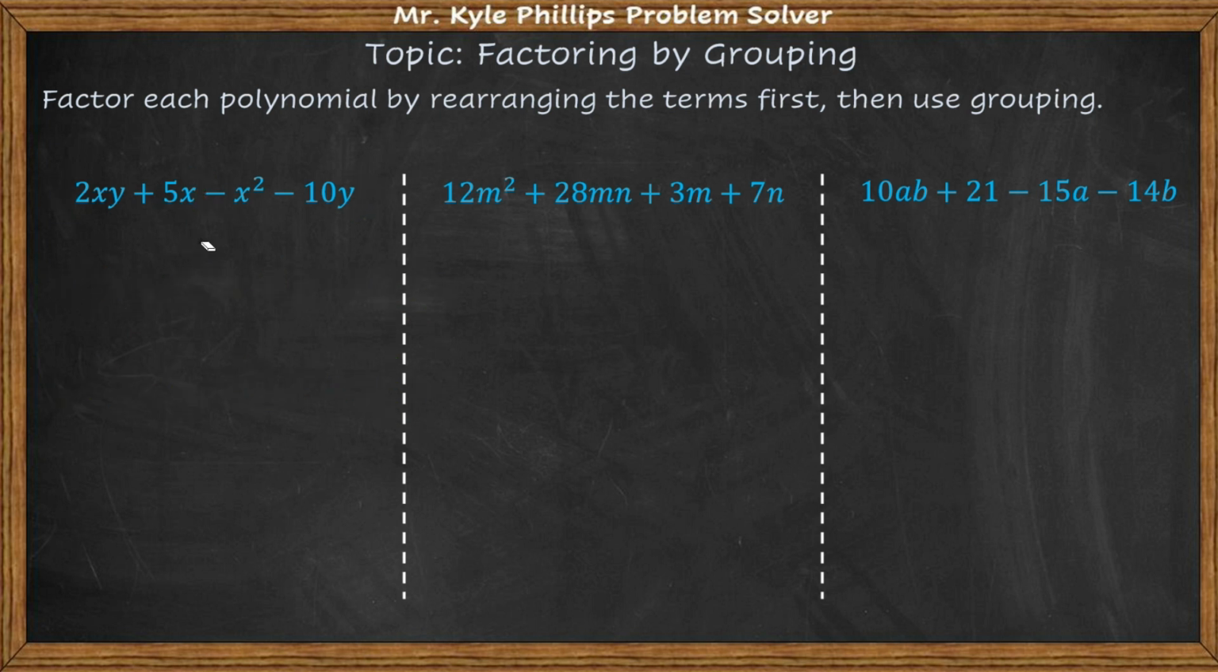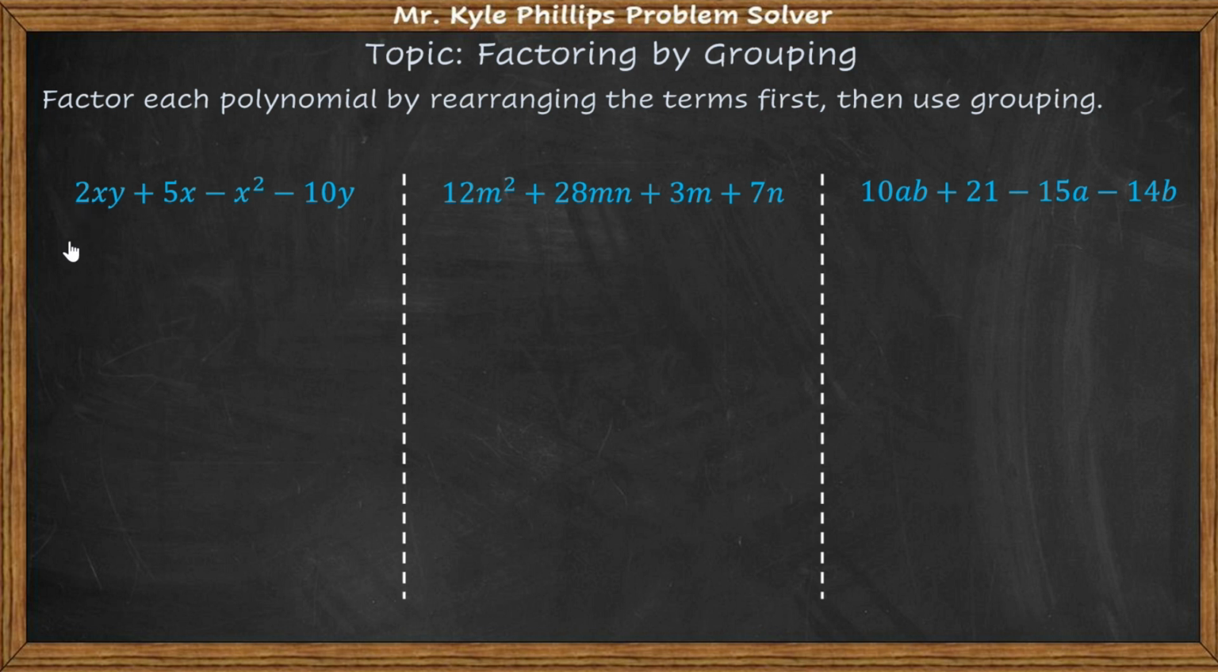So that's a real easy way. Just look at it. If I group the first two and the last two and the binomials are not the same, you're going to have to rearrange your terms. So let's think about this. We have a 2xy, and we have a 5x, an x squared, and a negative 10y. Okay, well, you're not really going to be able to reduce 2, okay?